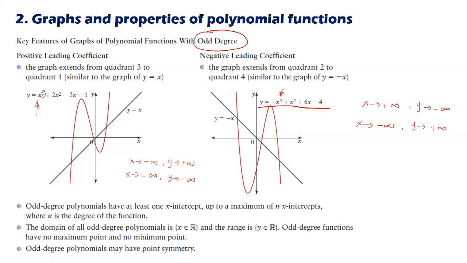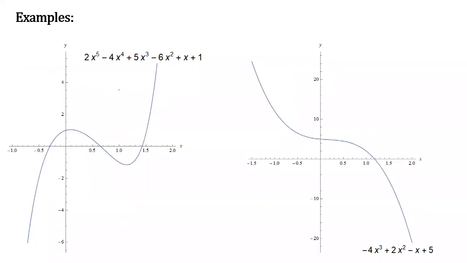Next, odd degree polynomials may have point symmetry. For example, y equals x cubed. This function will look like this, right? So this function has point symmetry about the origin. Okay, let's see two examples here.